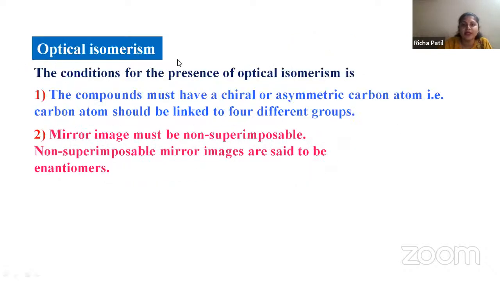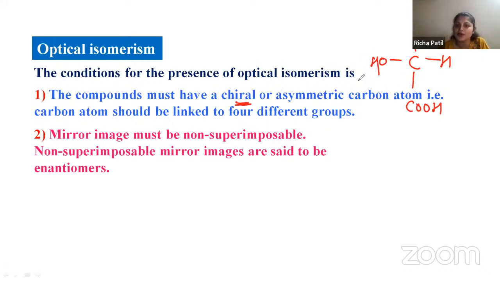Then optical isomerism. The conditions for the presence of optical isomerism: when do you say that it is an optical isomer? When you have a chiral center. What do you mean by chiral center? Whenever a carbon has 4 different atoms attached to it, it is said to be chiral.